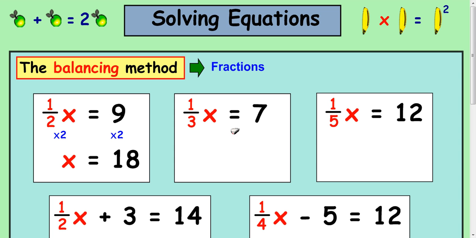And this process can be used all across this top line. We want to undo a third, we times by 3, but we must do the same to the other side. So a third times 3 is just 1, so you just get 1x, and that equals 21. To undo the fifth x, you times by 5 to both sides. So these cancel out, that's like timesing by 5 and dividing by 5, so that just gives you x, and that equals 5 lots of 12, which is 60.